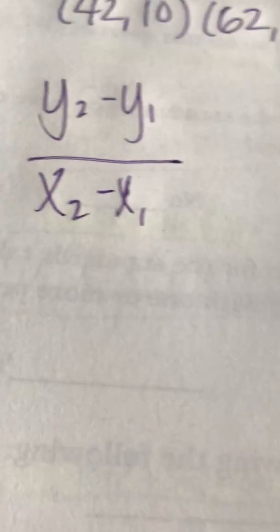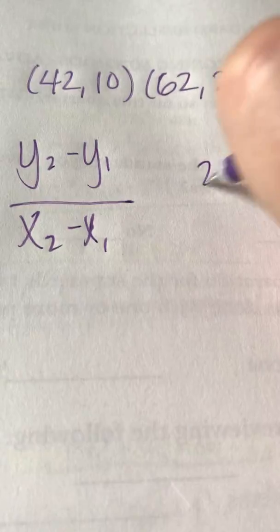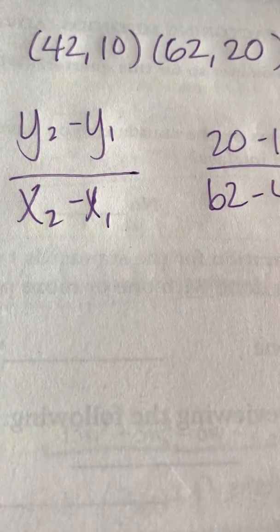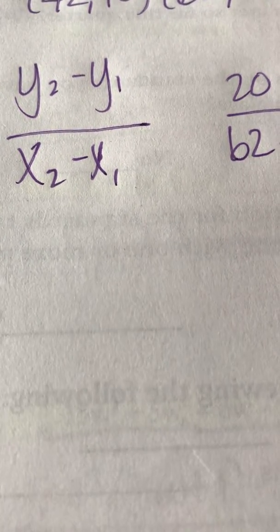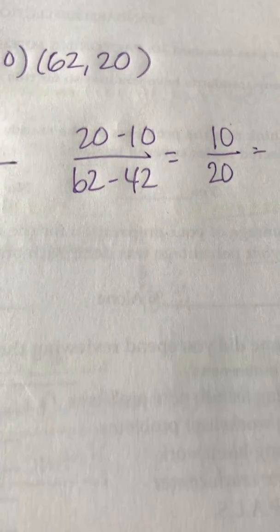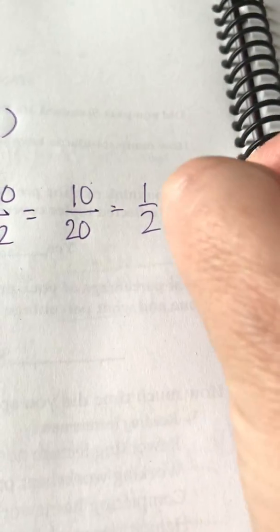So y2 minus y1 over x2 minus x1. I need to find my slope first. So I have 20 minus 10 over 62 minus 42, equals 10 over 20, which is 1/2. Or I could say 0.5. I might just do that, 0.5.